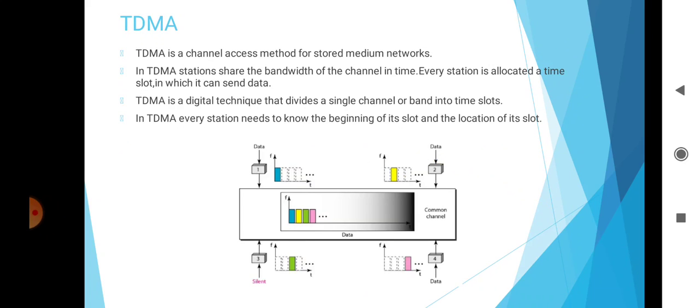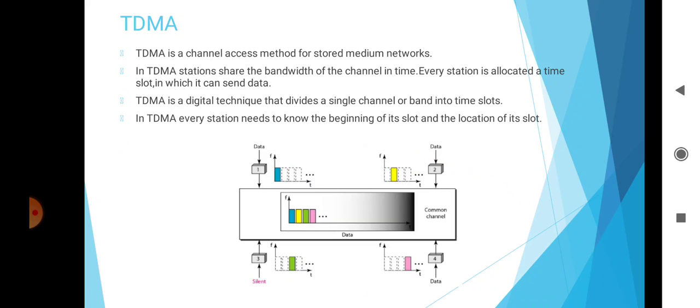Second one is TDMA. Here in TDMA, time division multiple access, the entire bandwidth is one channel, and each station is allocated a time slice. During its time slice, the data is sent.